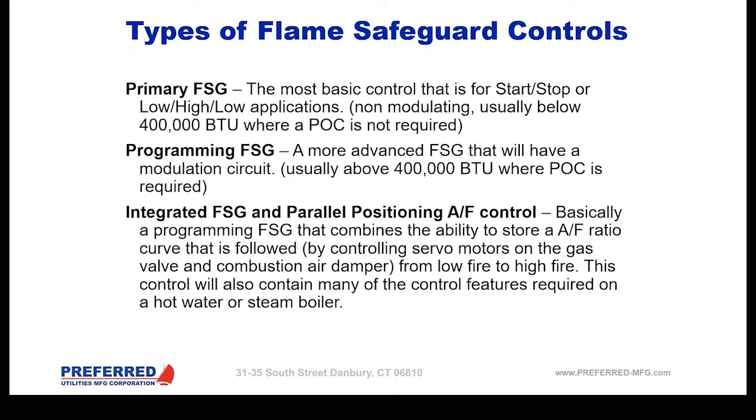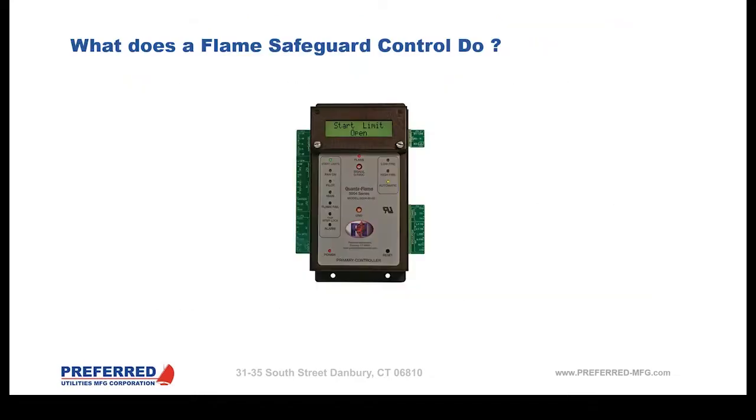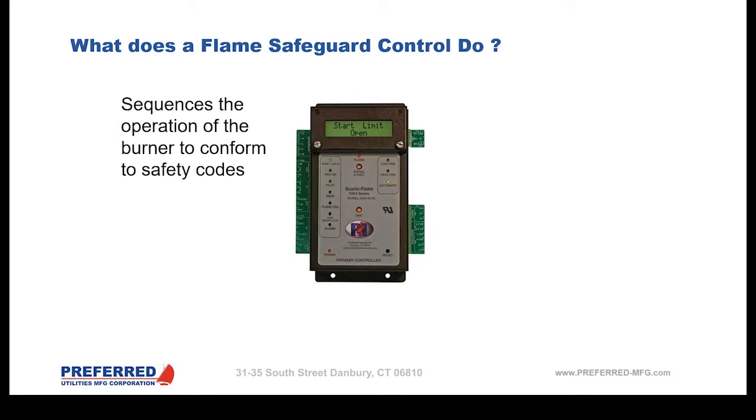So you've got a programming Flame Safeguard and that air-fuel ratio control where you can go in and save those air-fuel ratio curves, which control servo motors for a gas valve and a combustion air damper. Can be an oil valve also. And you would store points to build a curve from low fire to high fire, keeping the air-fuel ratio where it needs to be at each firing rate step. This will also contain many of the control features required on hot water or steam boiler applications also. So a much more advanced control that can do quite a bit more.